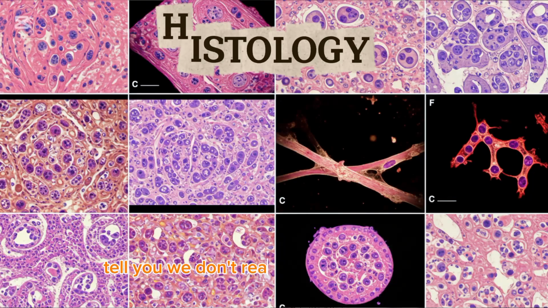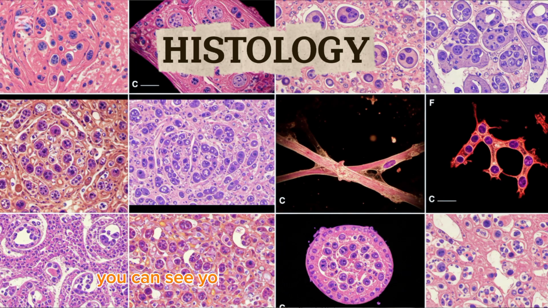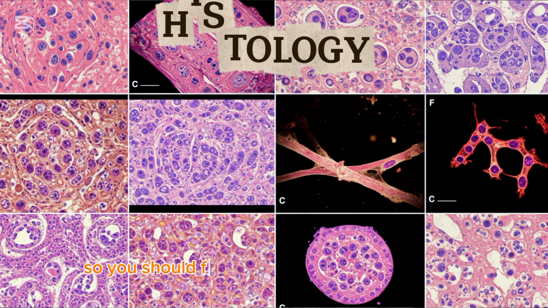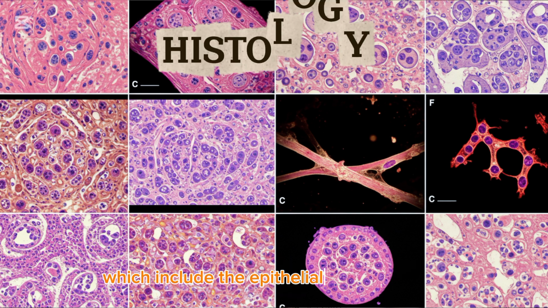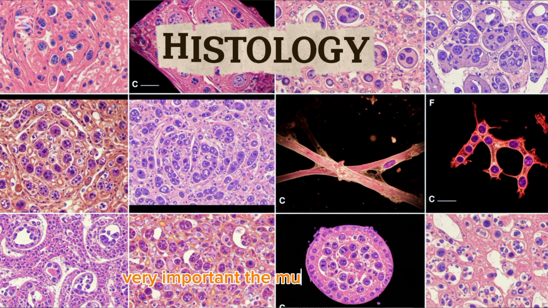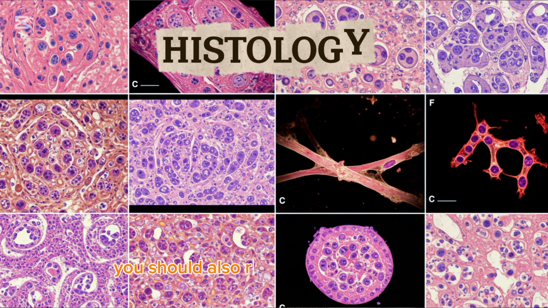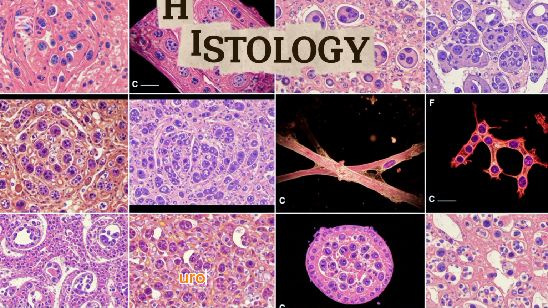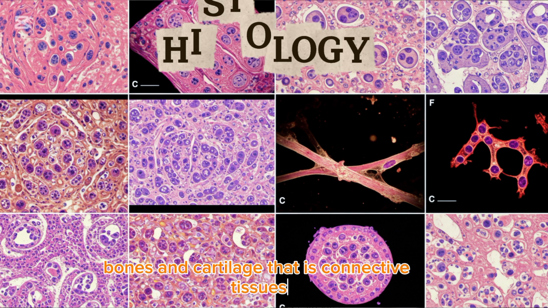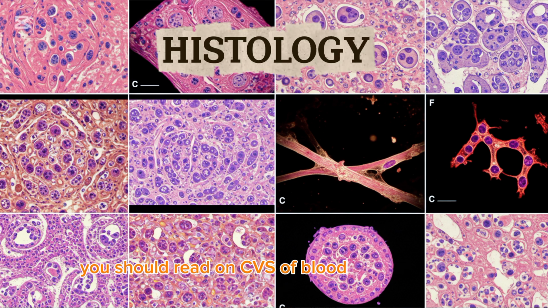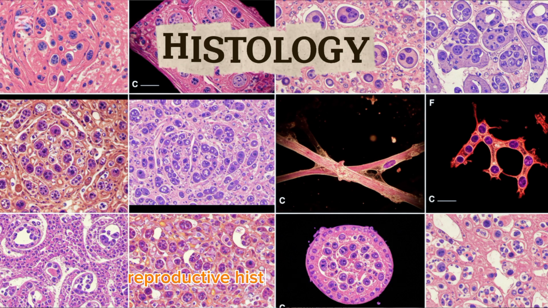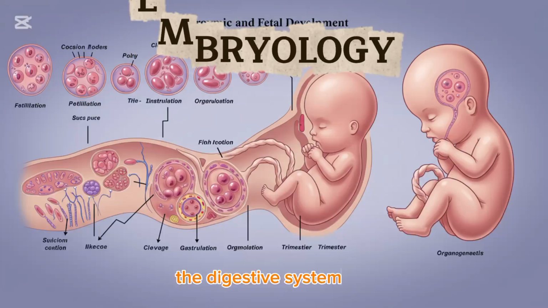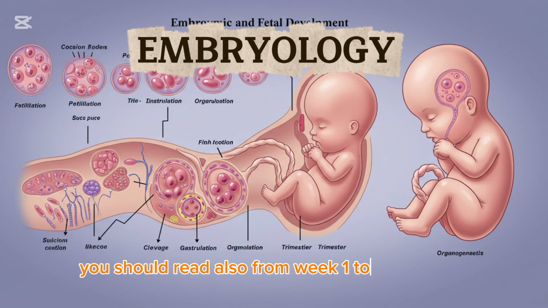For histology, we don't really have a specific pathway you can say you should read on. So you should focus more on, I think, almost everything, which includes the epithelial tissue, very, very important, the muscle tissue. You should also read on respiratory histology, urogenital histology, bones and cartilage, that is connective tissues. You should read on CVS, of blood vessels and heart. You should read on integumentary, reproductive histology, and lastly the digestive system. You should read also from week 1 to week 4.